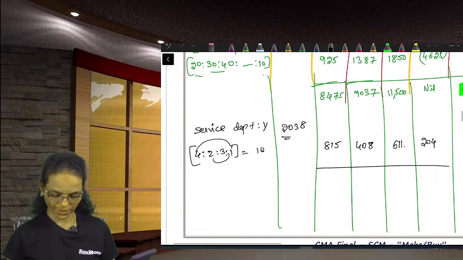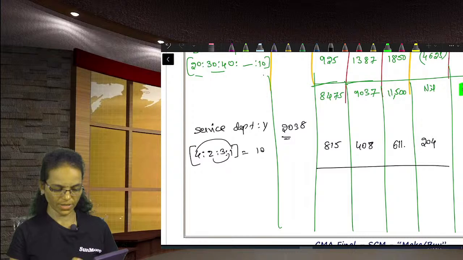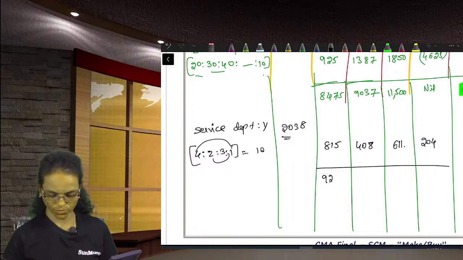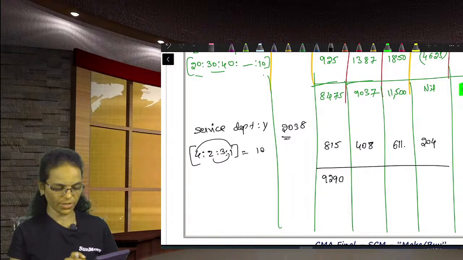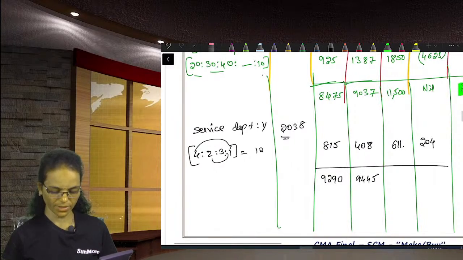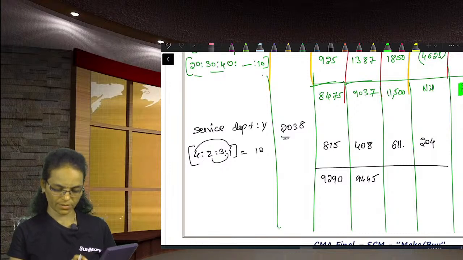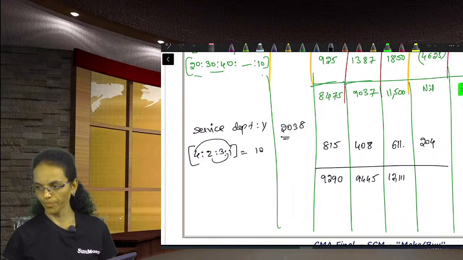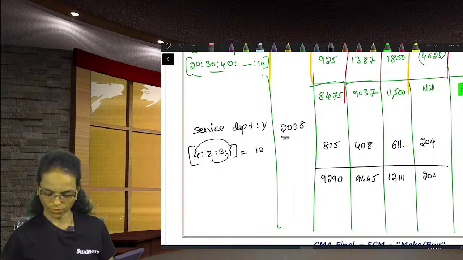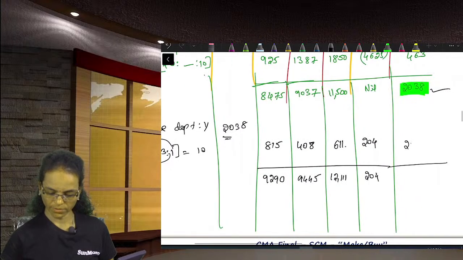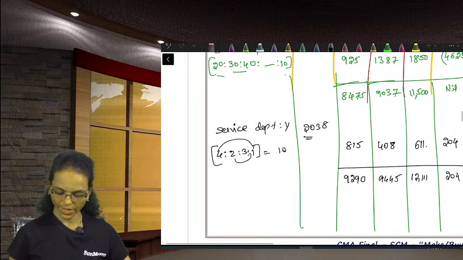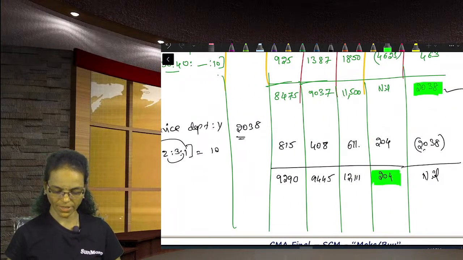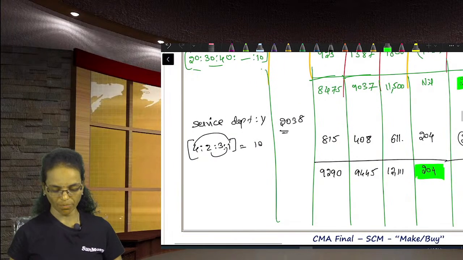Now again add it: 8475 plus 815, that is 9290, 9037 plus 408 is 9445, 12111, plus 204, nil.